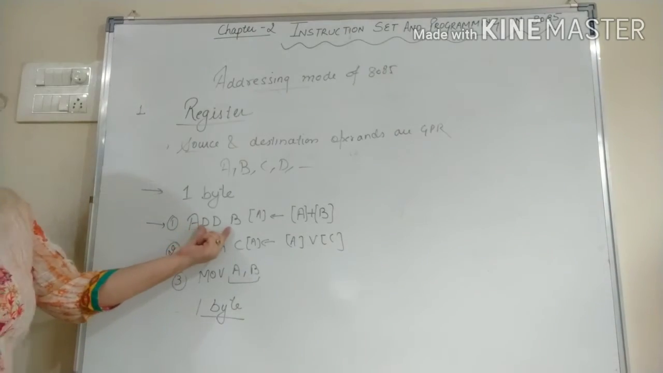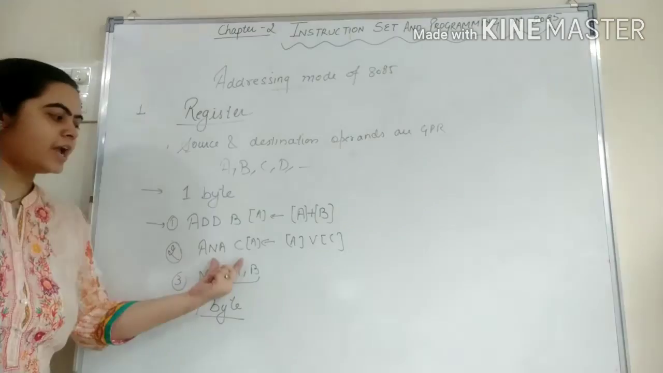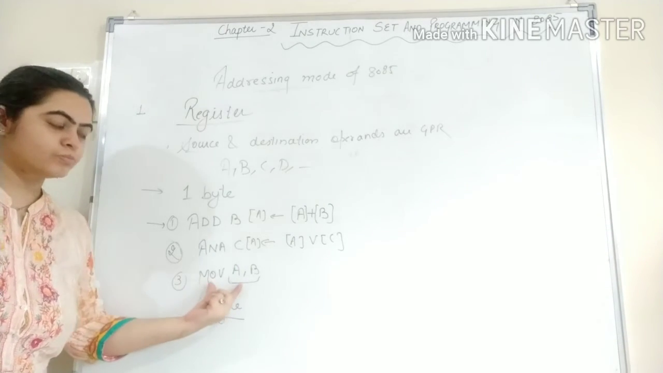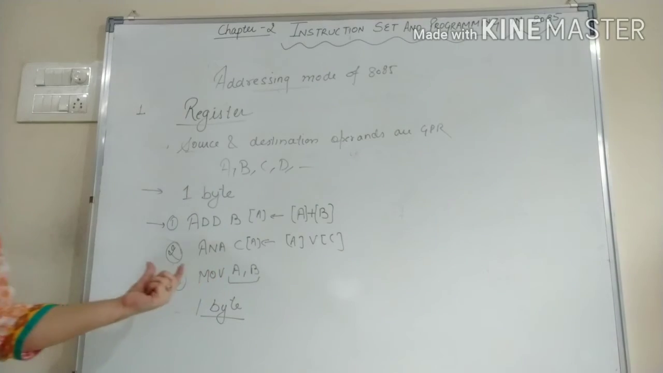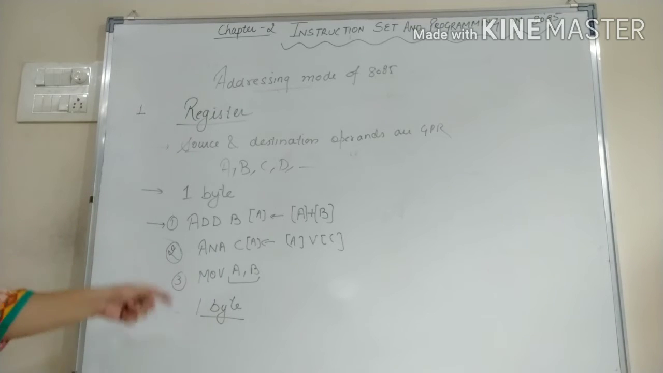You can see ADD B, this is a 1 byte instruction. ANA C, this is a 1 byte instruction. MOV A, B, again this is a 1 byte instruction. So all these instructions are 1 byte instructions.